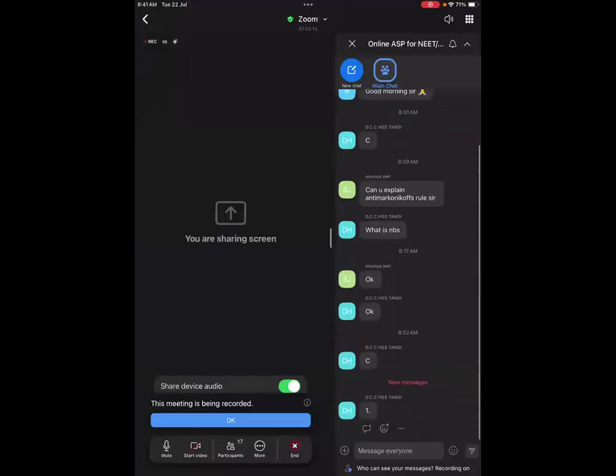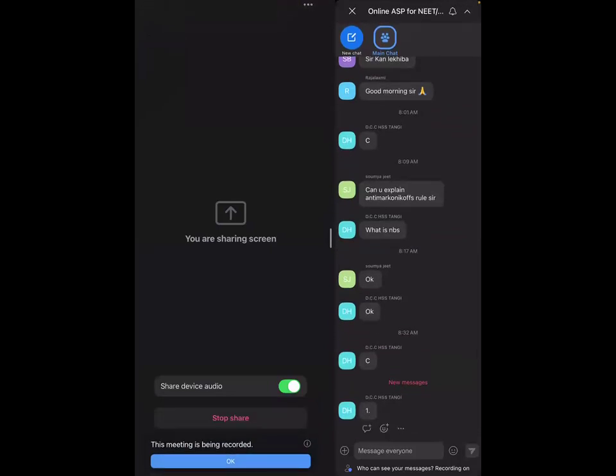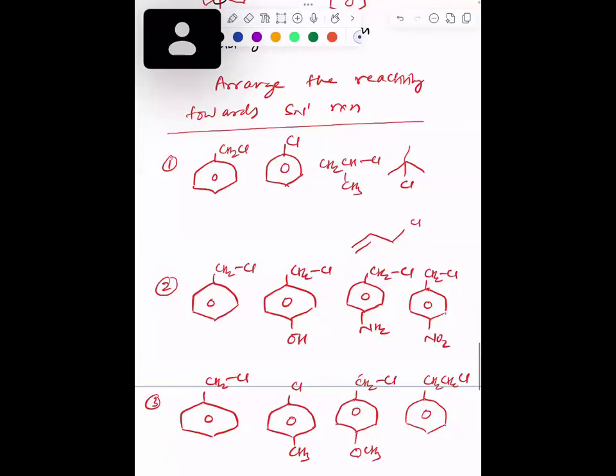Question completed. This is the reactivity towards SN1 reaction. Write down the reactivity for these three questions. Take 2-3 minutes. In the chapter, we will start SN2 reaction next.